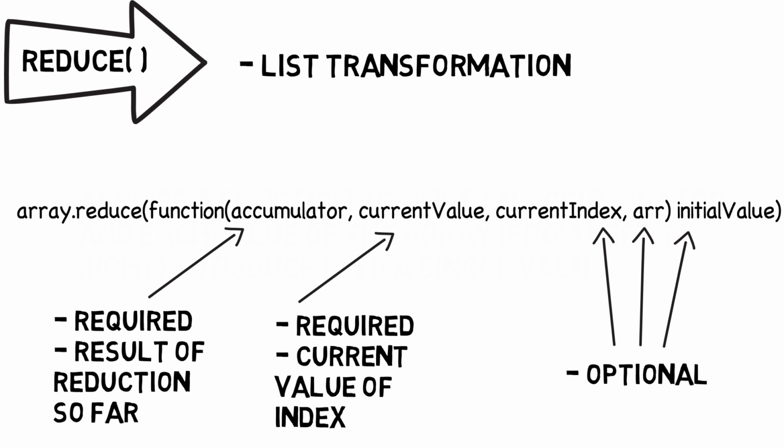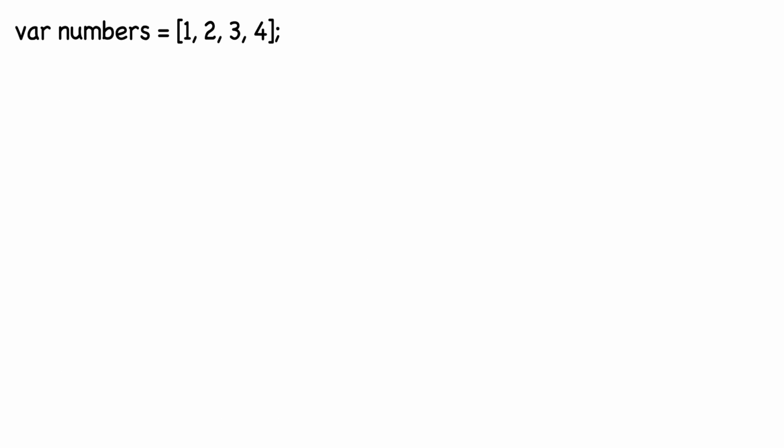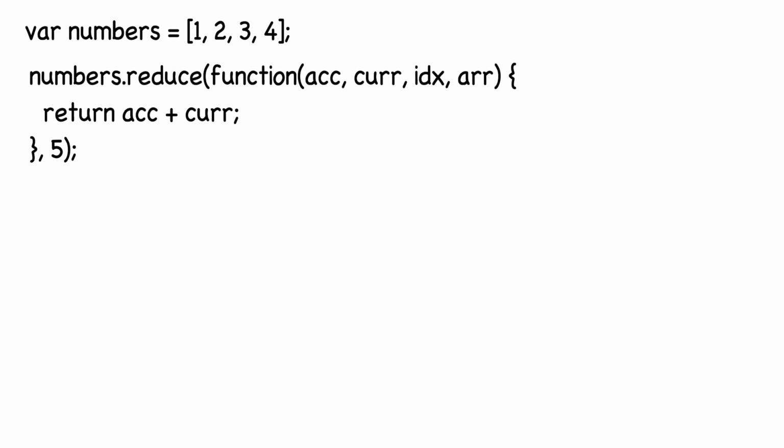Alright, let's go ahead and look at an example to see how this works. Let's declare a variable called numbers. We'll assign it a value of the array with the elements 1, 2, 3, and 4. We'll use the reduce method on this numbers array. We will pass to it the callback function with parameters for accumulator and current, which are required, and index and the array object that are optional. We will also tack on the optional initial value. Now, let's see what the reduce method looks like in action under the hood.